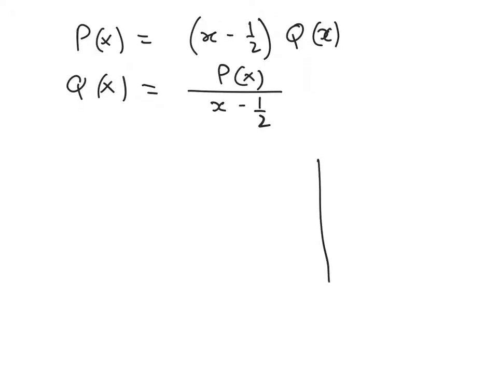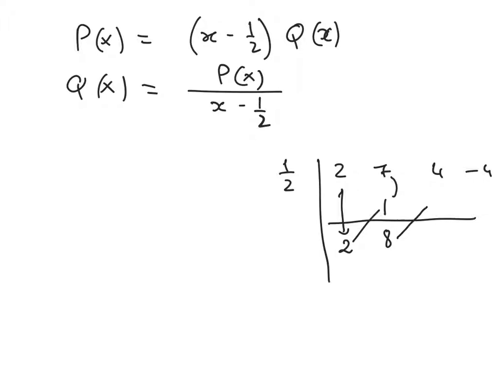So I'll use synthetic division. I will put the coefficients of p here in the first row. I'll put the zero, 1/2, here, and then I start with 2. 2 multiplied by the zero 1/2 gives me 1. 7 and 1 is 8. 8 multiplied by 1/2 gives me 4. 4 plus 4 gives me 8. 8 multiplied by 1/2 gives me 4. Negative 4 plus 4 gives me 0. The remainder is equal to 0, which is expected.